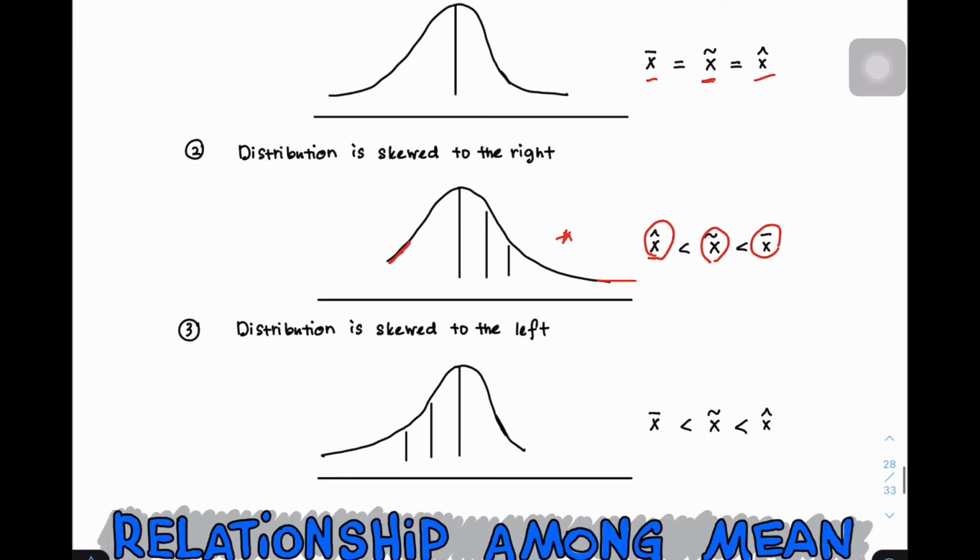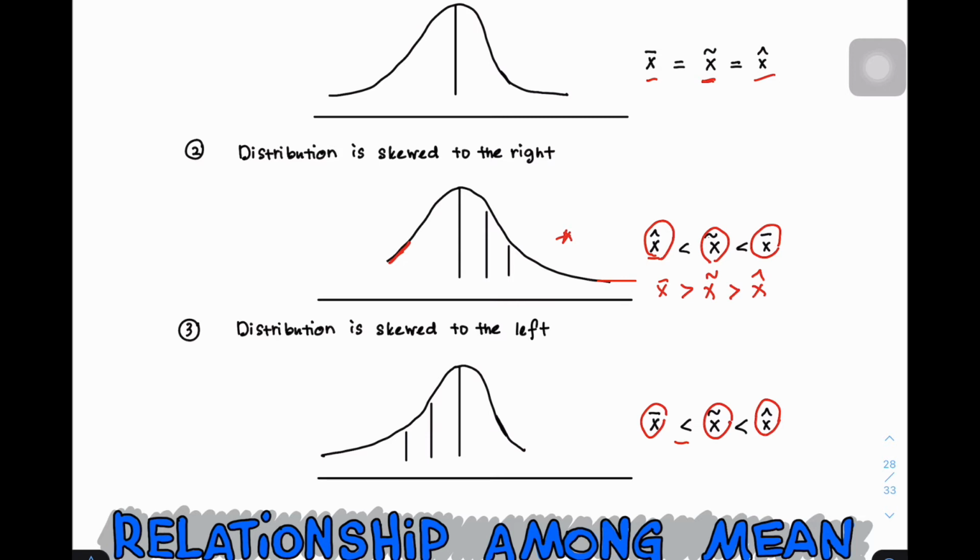Manakala kalau nilai purata lebih kecil daripada nilai median dan dia lebih kecil daripada nilai mode, kita akan mendapat distribution yang skewed to the left atau kita panggil dia sebagai negative distribution. Okay, so kalau awak tengok, I rasa yang ini better kita tulis macam ni. Purata lagi besar daripada median, median lagi besar daripada mode, so you will get the distribution that skewed to the right. Okay, tapi kalau purata lebih kecil daripada median dan median lebih kecil daripada mode, we will get the distribution that is skewed to the left.